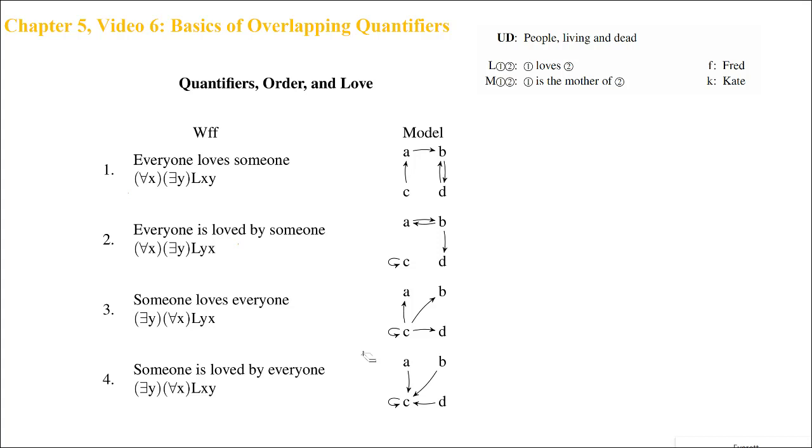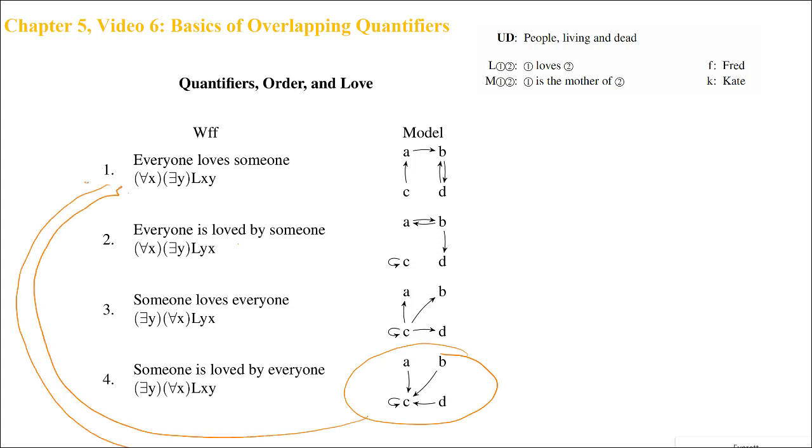It is worth noting, however, that 4 implies 1. Take this picture for 4, which makes 4 true. It does, in fact, imply 1. 1 says everyone loves someone. And in fact, if you look down here, we've got B loving C, D loving C, A loving C, and C loving C. So everyone loves someone. It just happens to be, in this case, they're all loving the same person, unlike the above.